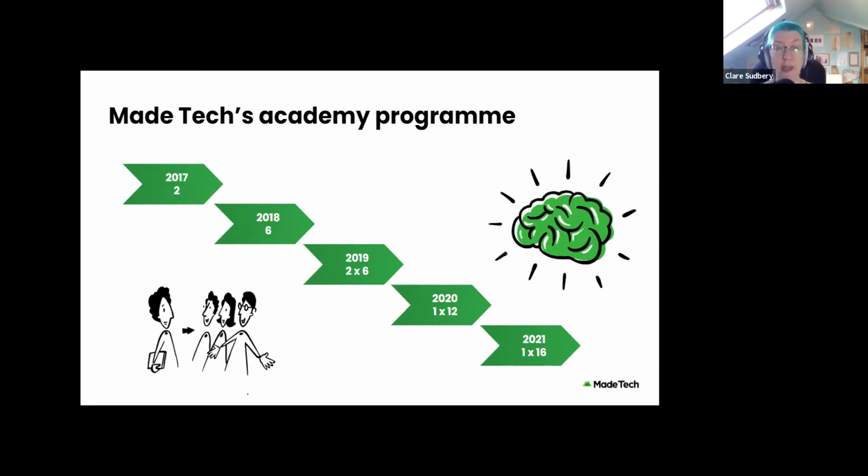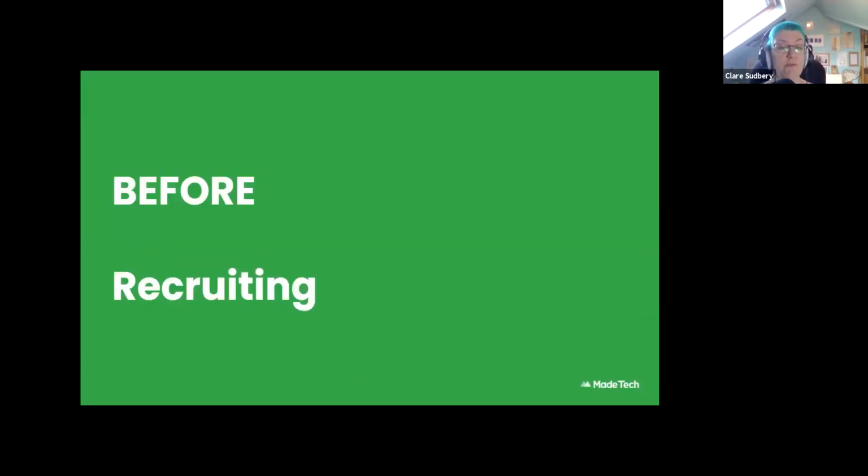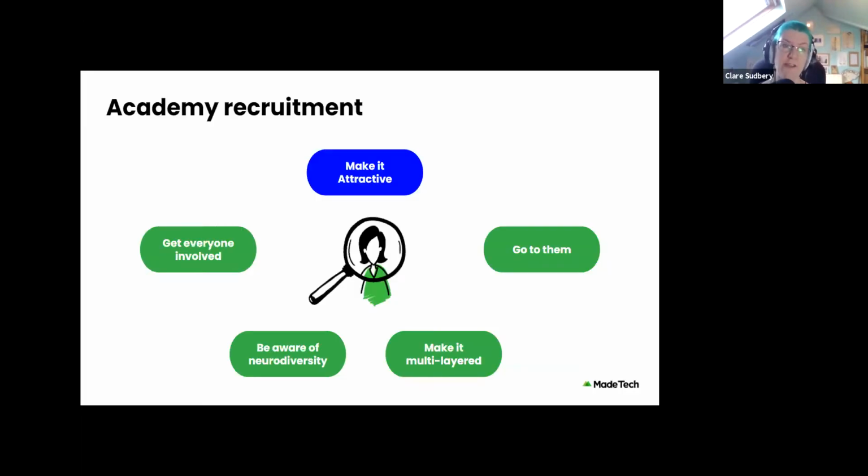And then at the end of that, we offer them a job as a software engineer. And there is an assumption that they will stay with MadeTech and they will become software engineers and work with us to deliver software for our clients. So the first step is recruiting people to join the academy.